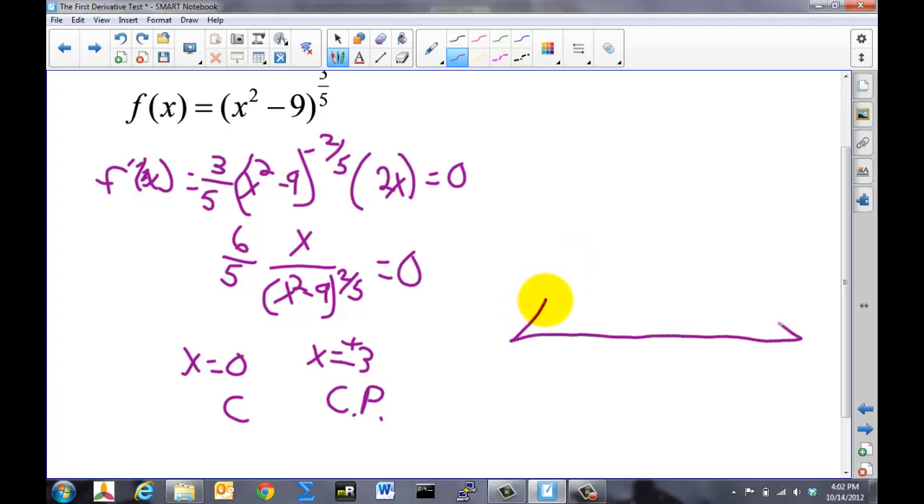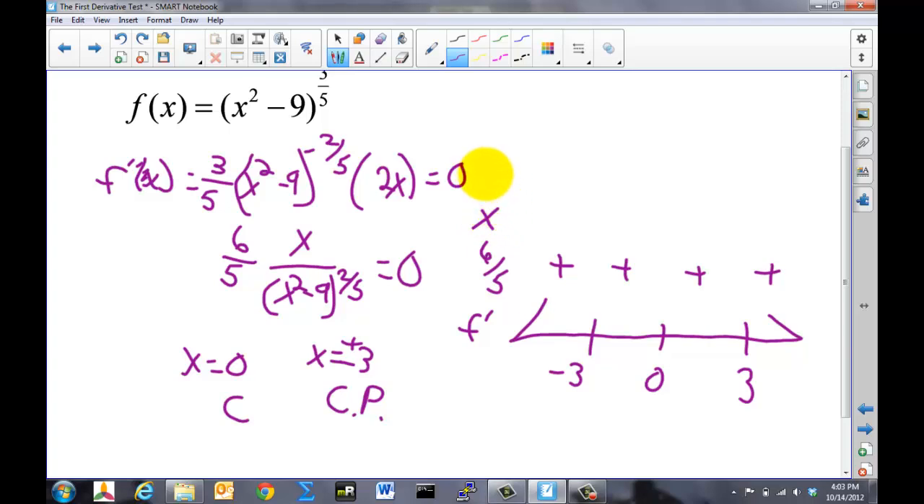So let's go back now and look at these 3 critical points. We've got negative 3, we've got 0, we've got 3. Our derivative, I forgot to label it, is 6/5 as one thing. Now I'm going to write down plus for all 4 regions because 6/5 is just a constant number, so it's always going to be positive. I'm going to write down x because that's our numerator, and then x squared minus 9 to the 2/5.